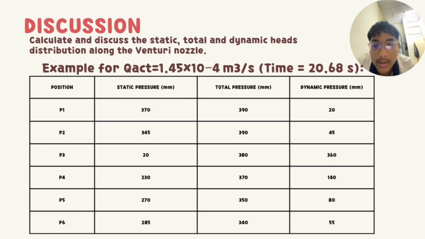I have a discussion to calculate and discuss the static, total, and dynamic head distribution along the Venturi nozzle. I take as an example Q equal to 1.5 times 10 to the power of negative 4 meter cube per second, which is a time of 20.68 seconds. I add one example because the flow result is the same, but the values are different. I take this example, and I will explain it on the next slide.